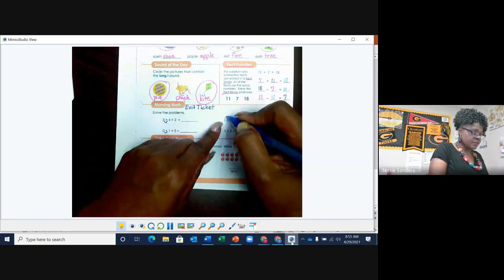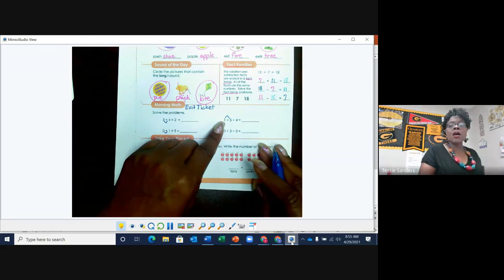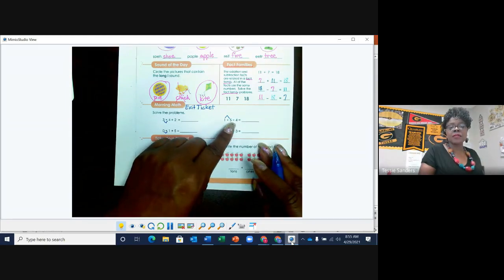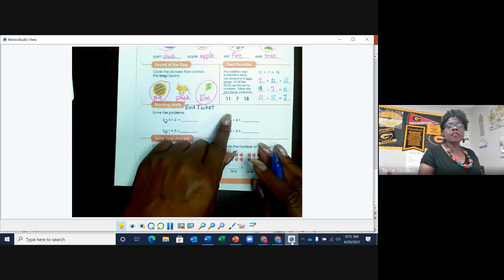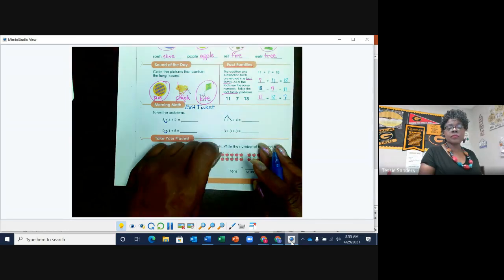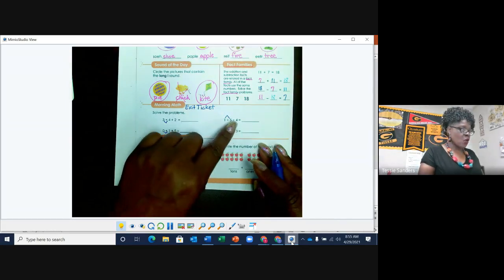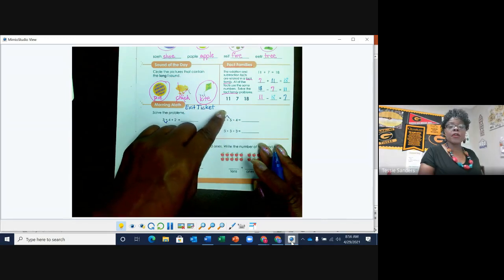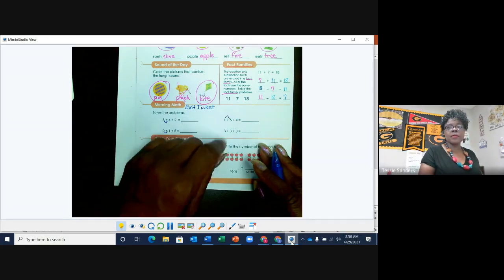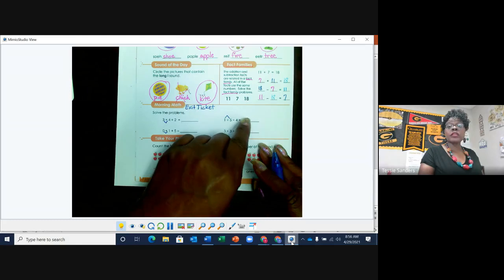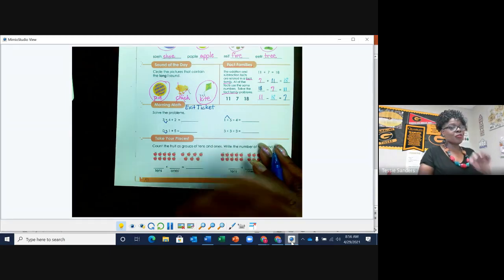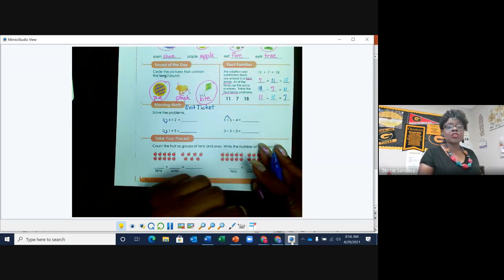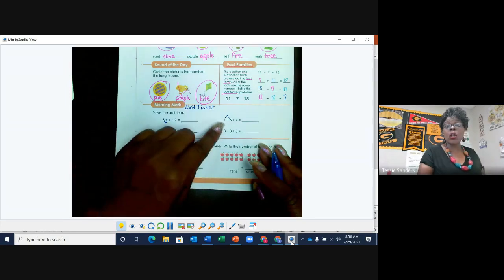What is the sum of 1 plus 5? Write the answer here. Now add 4 onto the number that you've written here. Now write your sum on the line. You're doing a great job. You're just adding it all up.